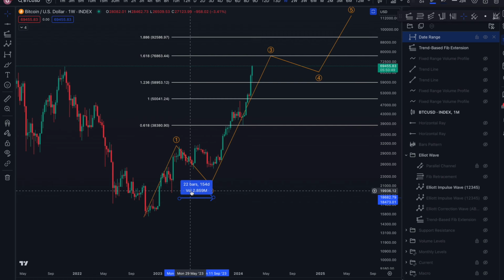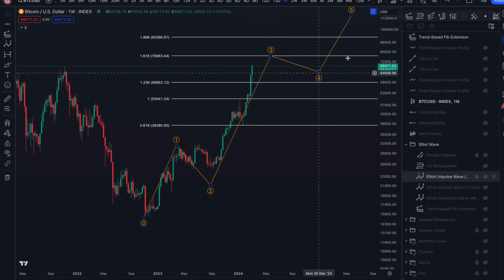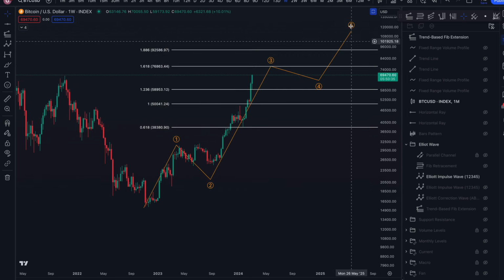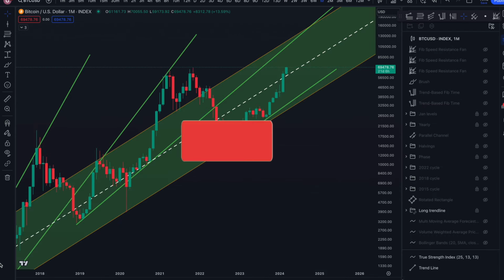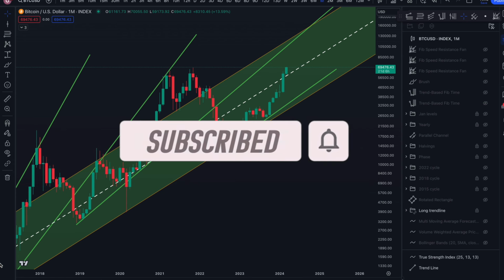But regardless, this is a target here, which is the 1.618 at about 76,000, and that could be the wave 3. Get a pullback, maybe a 20% pullback into wave 4, and then we'll have the final wave 5 to finish off this cycle. I know it might say 2025 on my chart, this is not to time scale. So we'll have a wave 5 top somewhere in 2024.